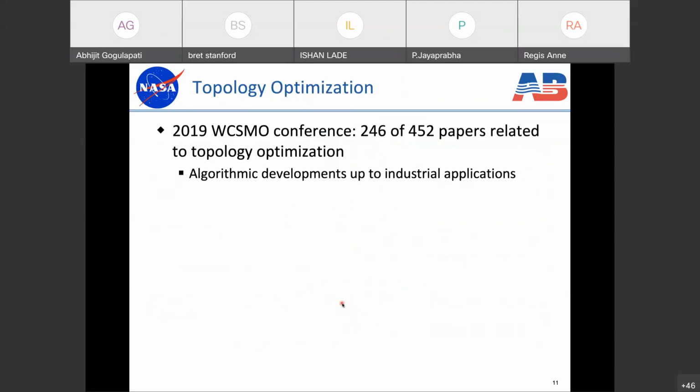Within the MDO community and the structural optimization community, topology optimization is quite a popular field. This information is a little bit stale, but at the 2019 WCSMO conference, which is the World Congress on Structural and Multidisciplinary Optimization, a fairly well-attended conference that they hold every two years, there were 450 papers, and over half of those papers were related to topology optimization. Those papers range from basic-level research and algorithmic developments, all the way up to industrial applications and anything in between.